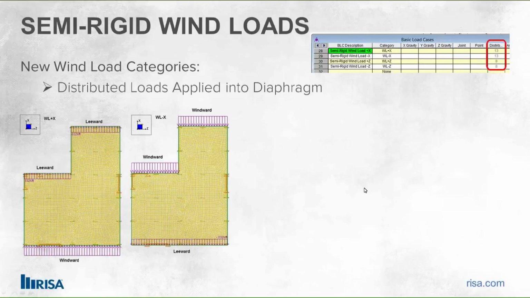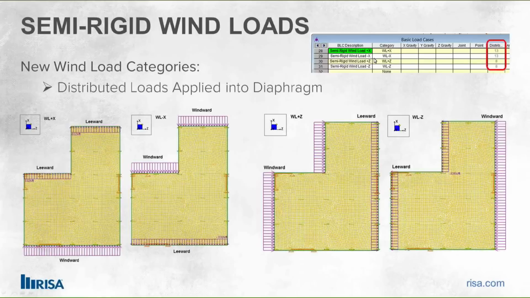And you'll see here we have created a WL plus X and a WL minus X. Those are two different categories. One is going to be pointing in the direction of X, and the other one is pointing in the negative X direction. You'll see those categories are defined here in the basic load cases spreadsheet. I'm going to show you this example in real life in a second. But I also want to show you here that the Z does the exact same thing.